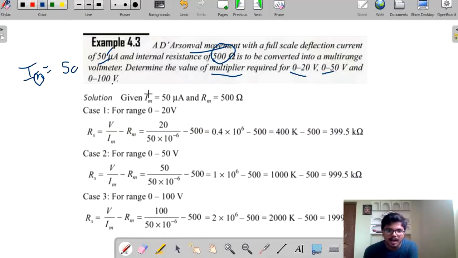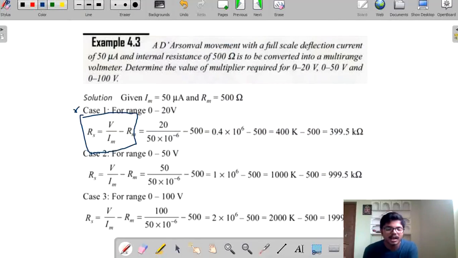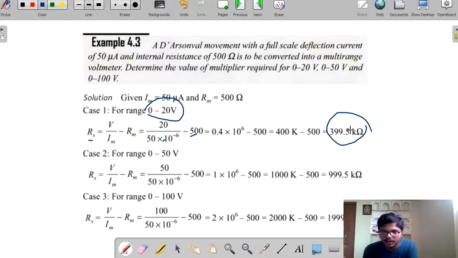Now see here, Im and Rm they have given. In general we know the formula, which I gave in the previous class: the series resistance Rs equals V by Im minus Rm. In the first case I need to measure a voltage of 20, so V is 20, and Im and Rm values I have. By substituting, I get a value of 399.5 kilo ohms.